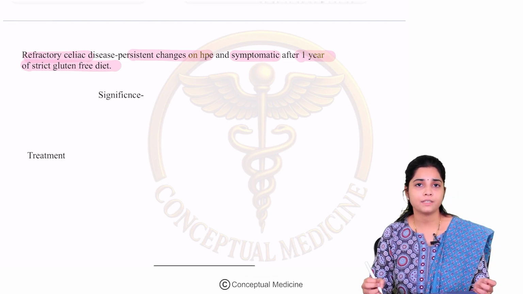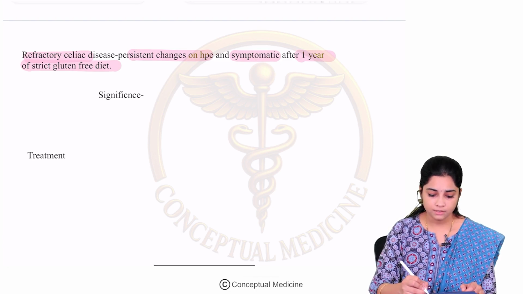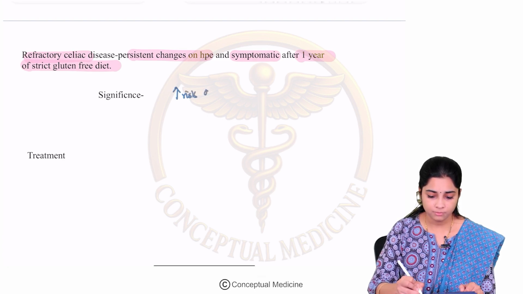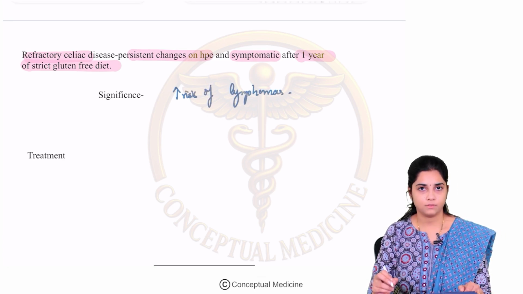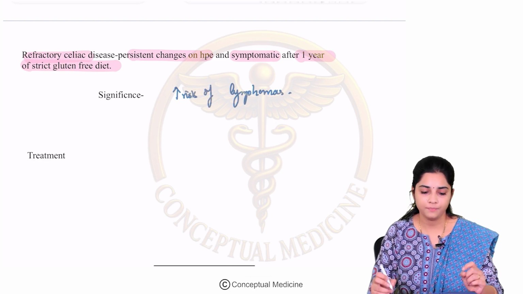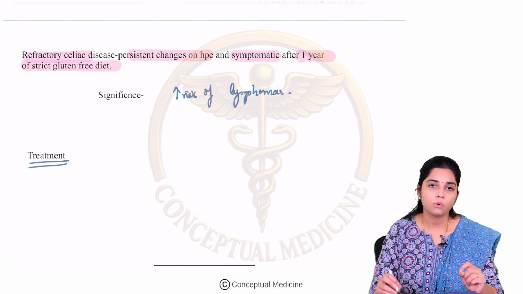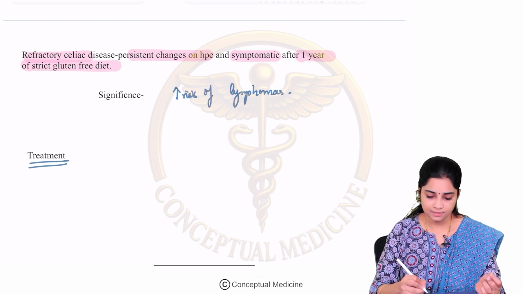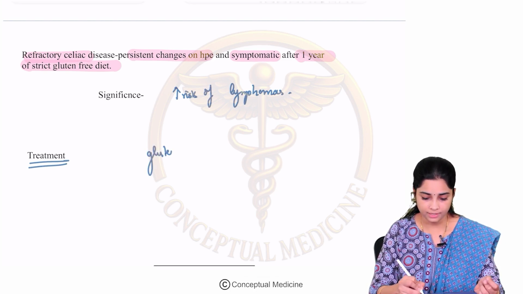And why is refractory celiac disease important? Because this can result in an increased risk of lymphomas. There is an increased risk of lymphomas, your GI lymphomas. Okay. So what is the treatment? The only proven treatment for celiac disease is basically a gluten-free diet.